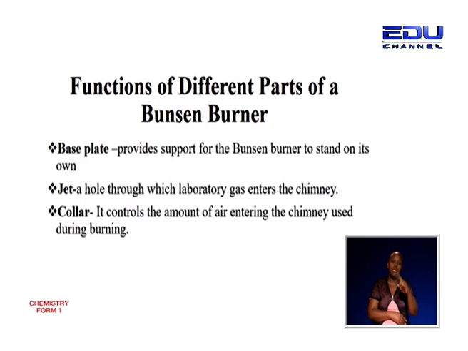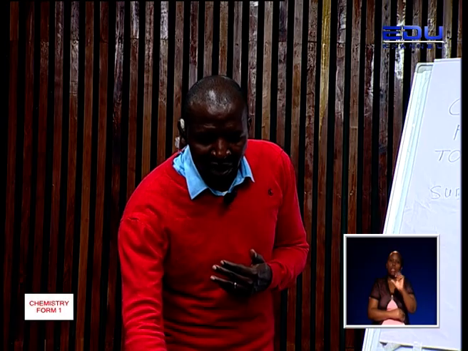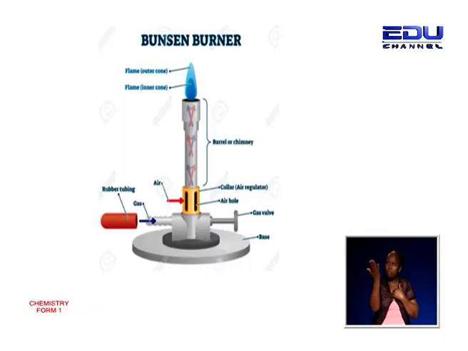The other one is the jet, and that is the hole through which the laboratory gas enters the chimney. We can get back to the main diagram that we had looked at, and from there you can see the gas inlet where we have the rubber tubing. That is where we have the jet, and that is where the laboratory gas is allowed to enter into the chimney, or rather into the Bunsen burner.